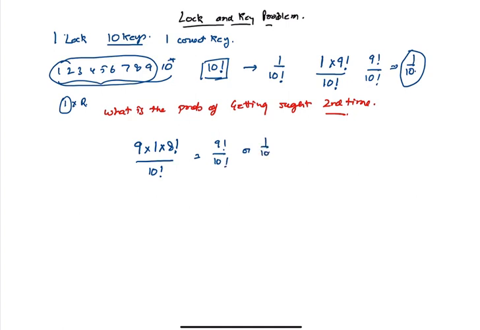The third time, in a similar way, it's going to be 9, then 8, then 1, then 7 factorial divided by 10 factorial, or 1 out of 10. So this seems counterintuitive to what we had thought of earlier, that as you try, your chances should improve. The chance of success in each try is still 1 out of 10.